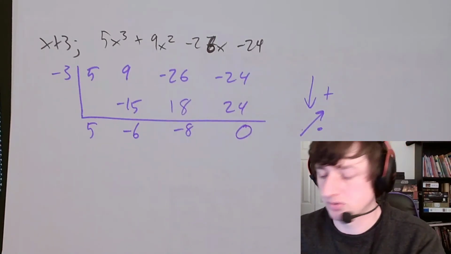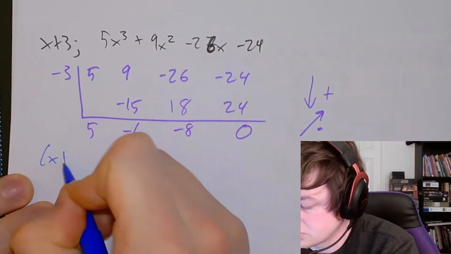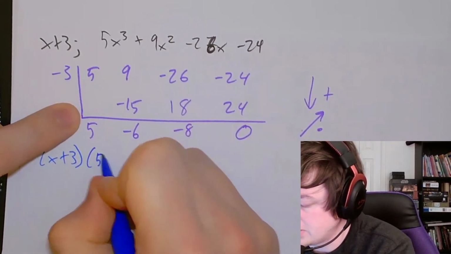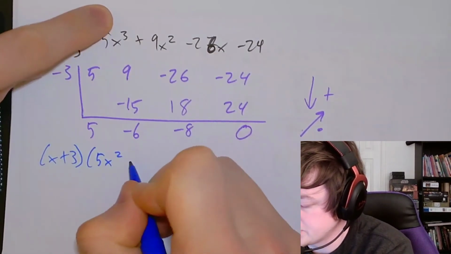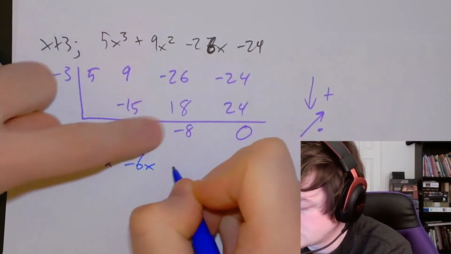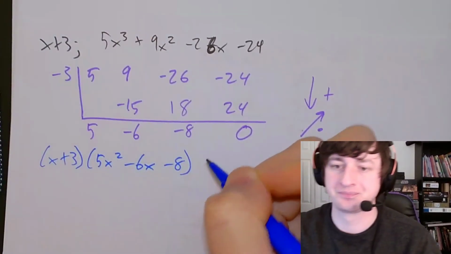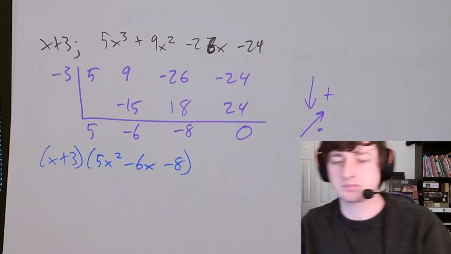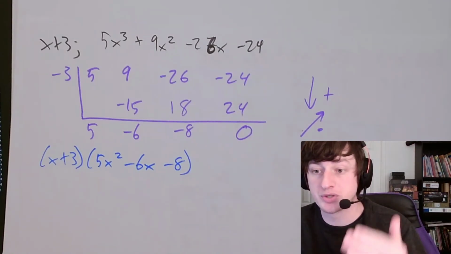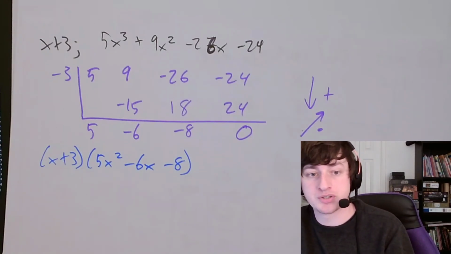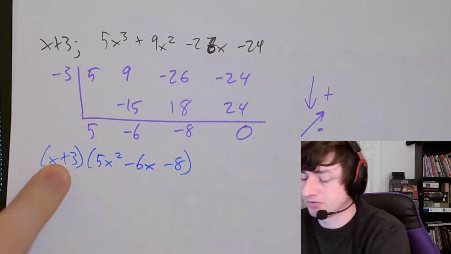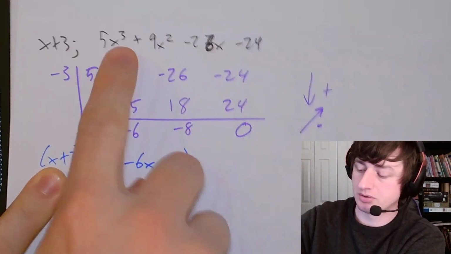And so that gives us x plus 3, that's what we factored out, times 5x squared, 1 degree less, but same coefficient, minus 6x, minus an 8. So the coefficients from the numbers from our synthetic division make up the coefficients of our new polynomial after we have factored out the x plus 3. If we were to multiply back, we should get all the stuff we started with.